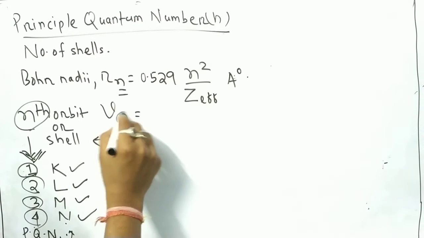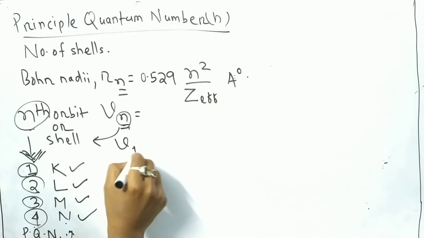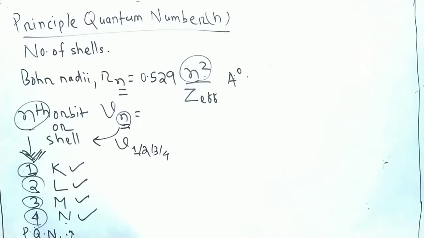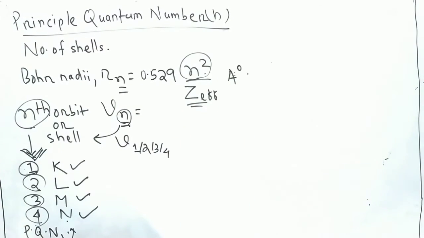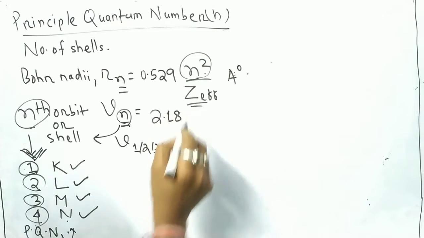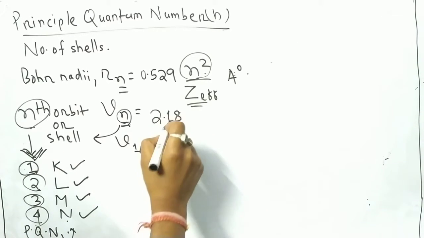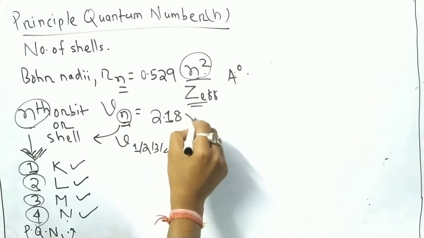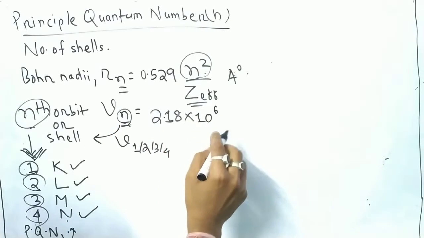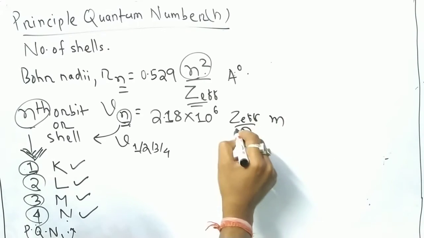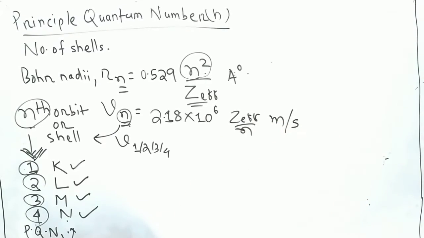So you will define the nth orbit. Suppose this is r1, or it may be r2, r3, whatever it may be. Accordingly you change this value, and Z effective is the effective nuclear charge. Similarly, for the velocity of electrons revolving around the nth orbit, the value is 2.18 into 10 to the power 6 Z effective by n. The unit is meter per second.